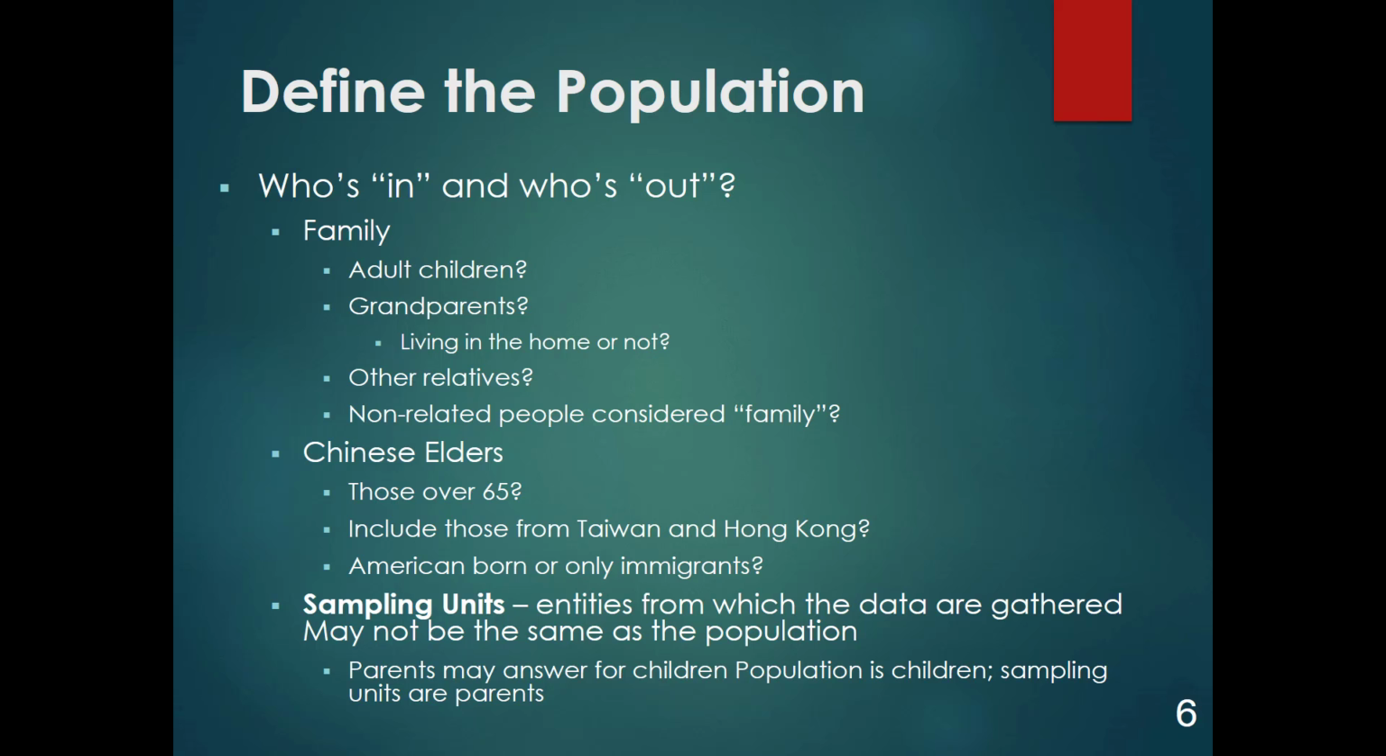There will be times in research when the population elements may not be exactly the same as their sampling units. The sampling units are the entities from which the data are gathered. For example, a social work researcher may be interested in a population whose elements are preschool children, but the sampling units may be the parents of those children because they're the ones who will respond to the researcher's request for information. So the first step in developing your sampling plan is to make sure you specifically define your population in terms of the elements as well as the sampling units.